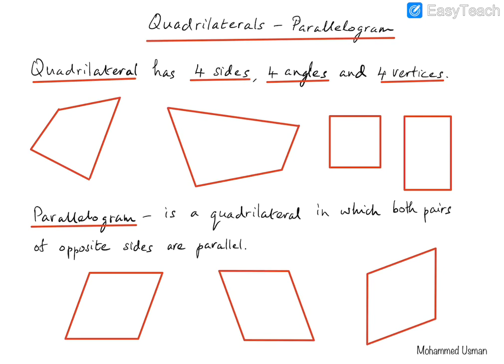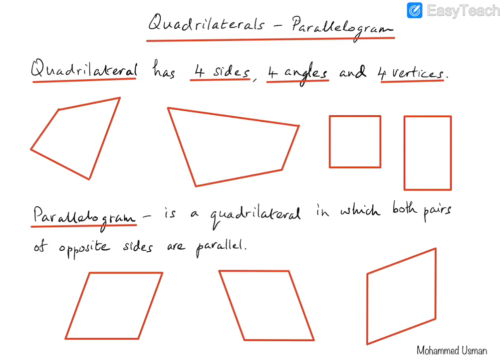And some of the quadrilaterals which we are familiar with, like the square and rectangle, these are also quadrilaterals because they have four sides, four vertices, and four angles. So square and rectangle are quadrilaterals that we are all very familiar with. Now, what is a parallelogram?